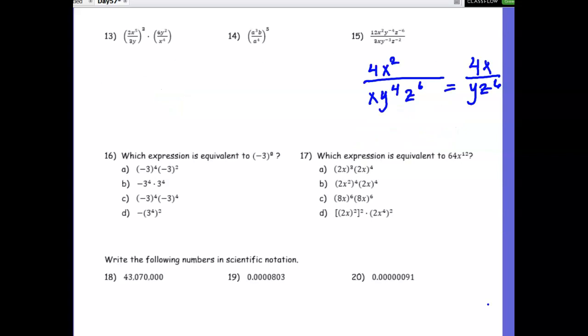Okay, so then you get to number 16, and these are just multiple choice. So for number 16, you're going to have to go through and try each one of these, and then see which one has the answer, and same with 17.